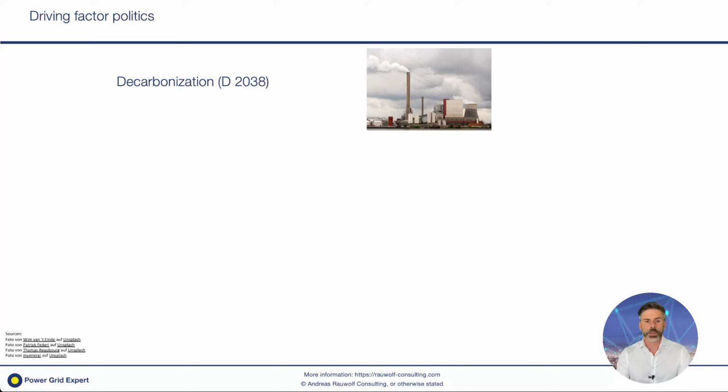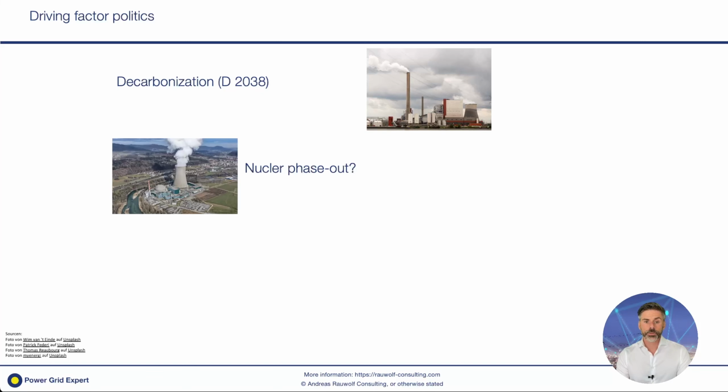At least in Germany, we decided on decarbonization until 2038. Decarbonization is a big issue worldwide. We want to get rid of our power plants that are fired with coal, oil and gas to reduce the CO2. Nuclear phase out.